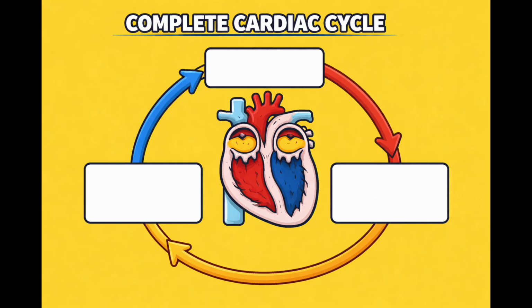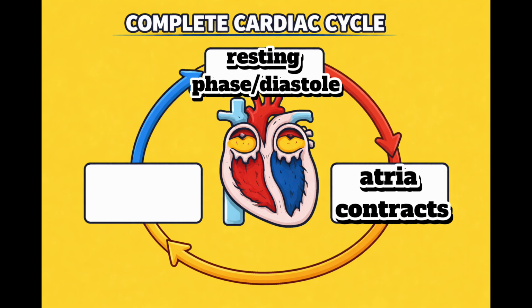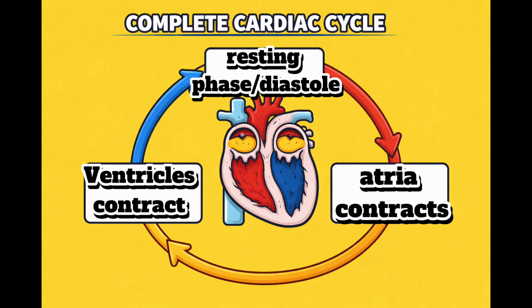Because first the heart is resting, passively filling up, then the atria contracts, filling up the ventricles. After that, the ventricles contract, pushing blood into the system. Then the heart relaxes again, and then the atria fills up and then contracts, pushes blood into the ventricles. Ventricle contracts, pushes blood into the bloodstream and into the system, and then the heart relaxes again.